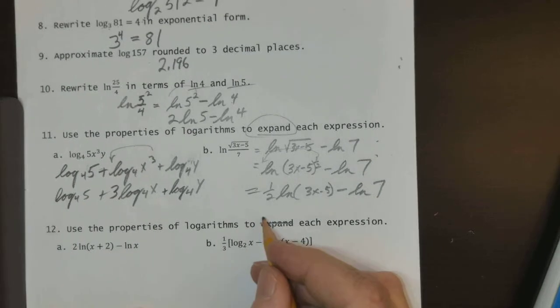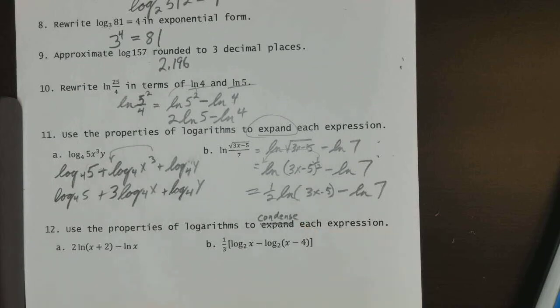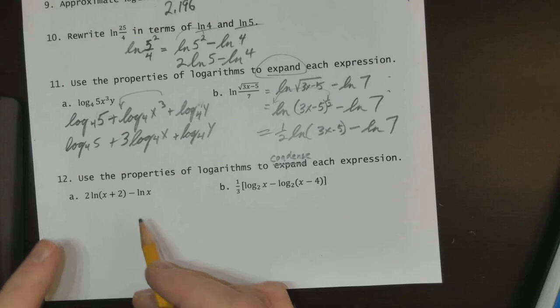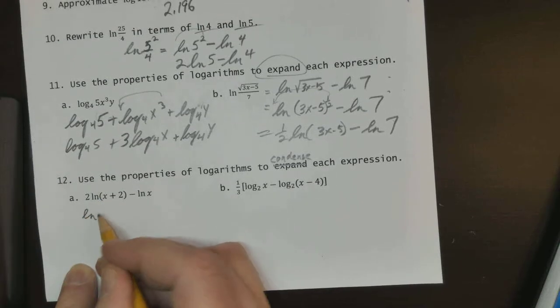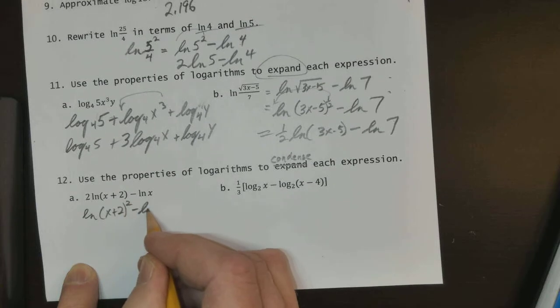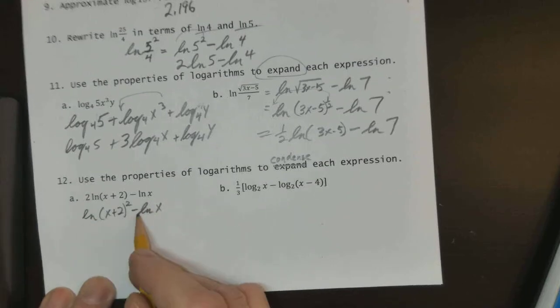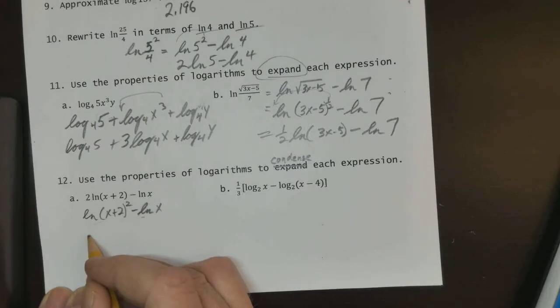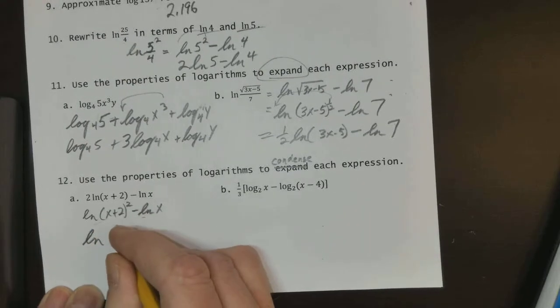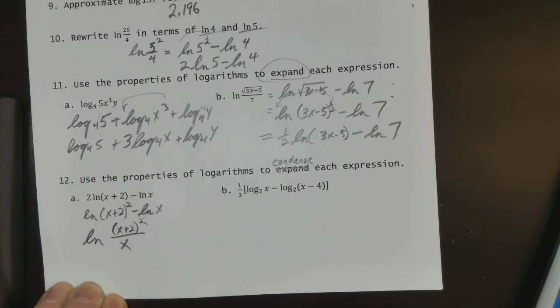Okay, now this one, I copied and pasted and didn't change that word to condense. That's what I meant to do. So I want to get this. Let's write this as just a natural log of x plus 2 squared minus natural log of x. Now let's go in reverse. Subtraction with two different logs is the quotient property. So let's put x plus 2 squared over x.